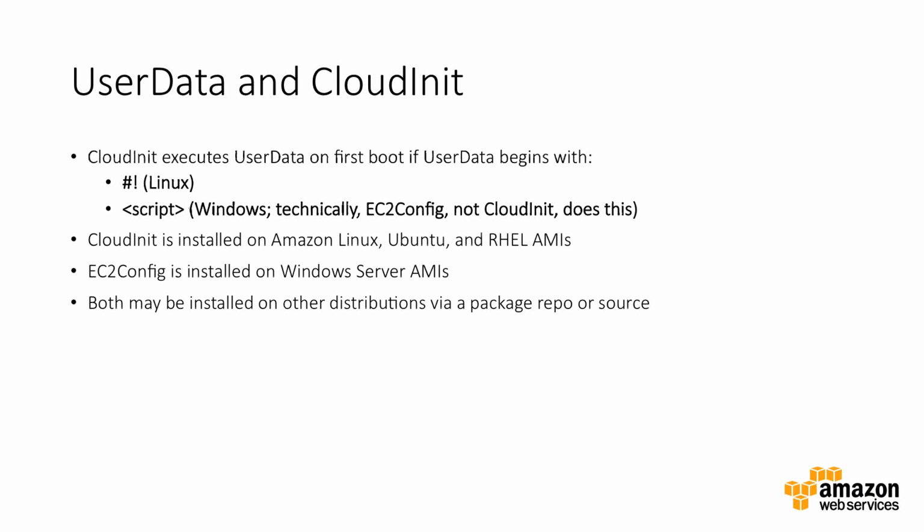And I said most EC2 instances use CloudInit or EC2Config. Let's get more specific. CloudInit is available on Amazon Linux, Ubuntu, and Red Hat Enterprise Linux AMIs. EC2Config is available on all Windows Server AMIs. Either one of these may be available for other distributions. However, you'd have to install it via a package repo or the actual source code. So you could have this installed into CentOS or whatever else that you want to use. It's available.